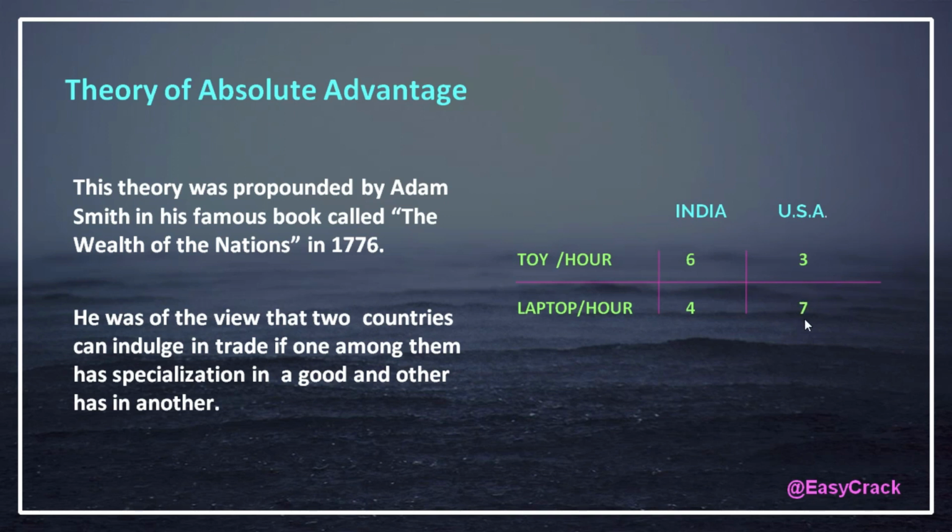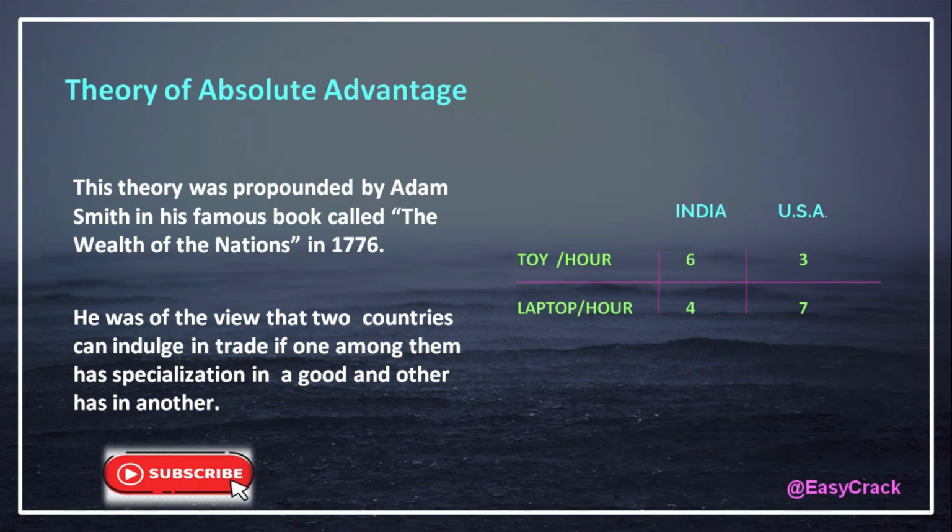So, according to Adam Smith, India should export toys because it has an absolute advantage. It is producing toys in less time, whereas USA is producing laptops in less time, seven laptops in 1 hour. So it should export this product, right? So in this way, trade can happen between two countries, right?